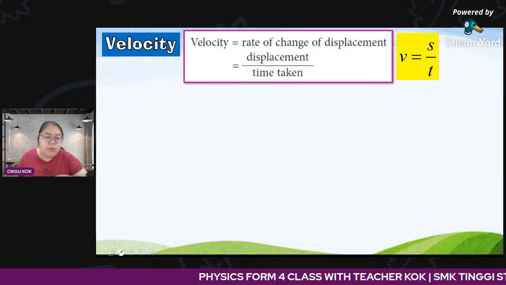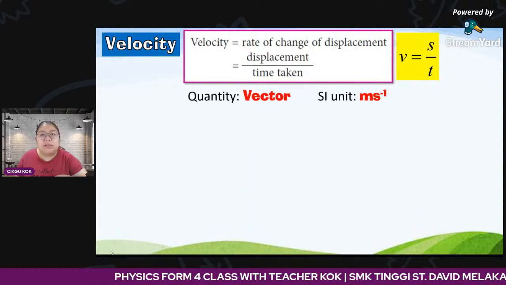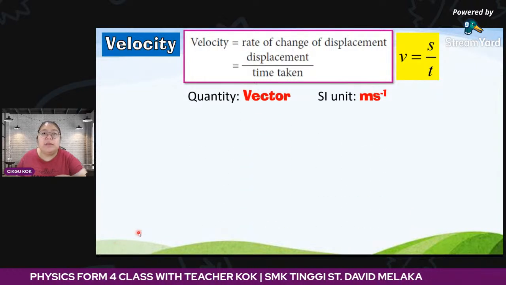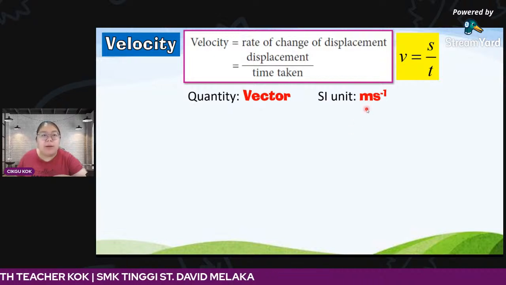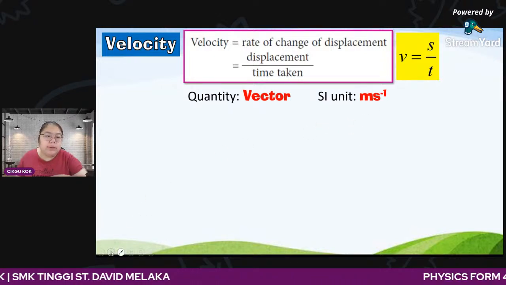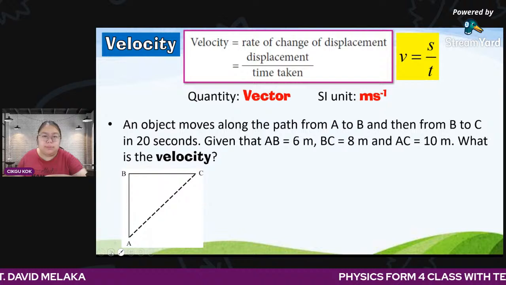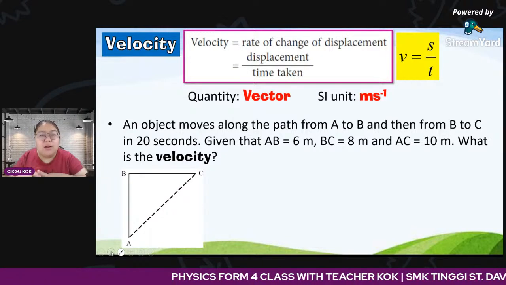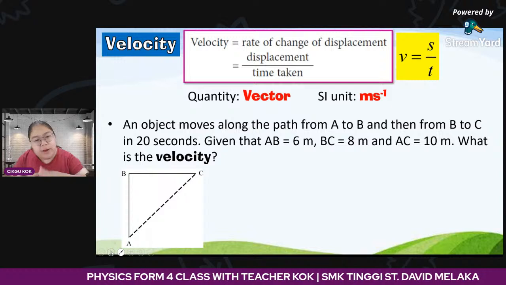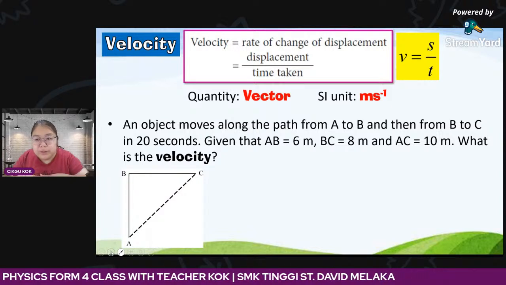Okay, now, vector quantities. There is a vector quantity, and also the SI unit is the same. It's m s negative 1. Okay, now we're going to see the same question. The question is the same, but now they ask about velocity. So you can find out which one should be the answer.